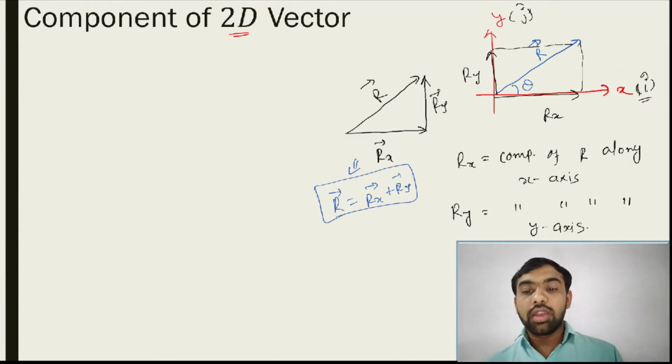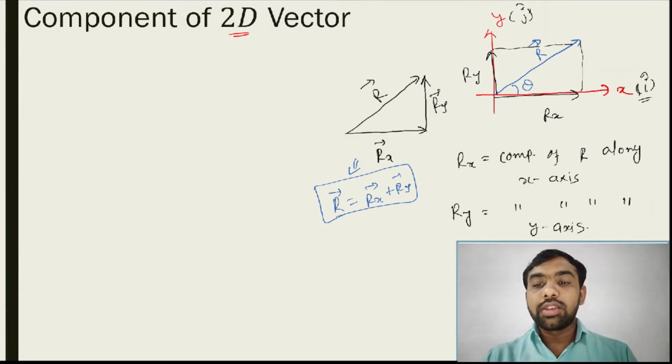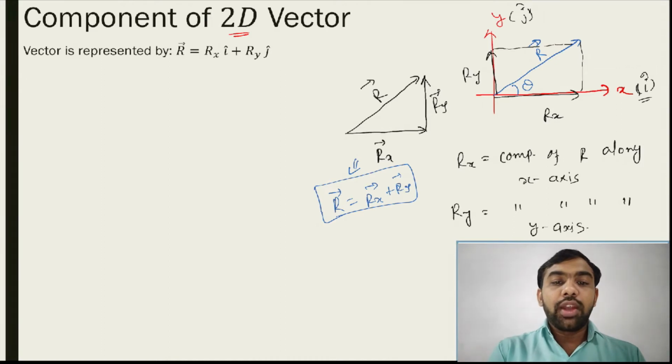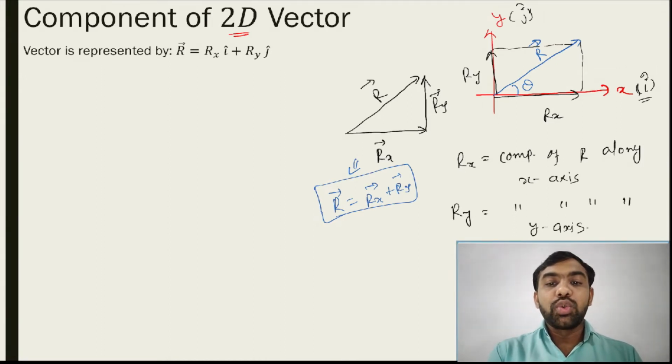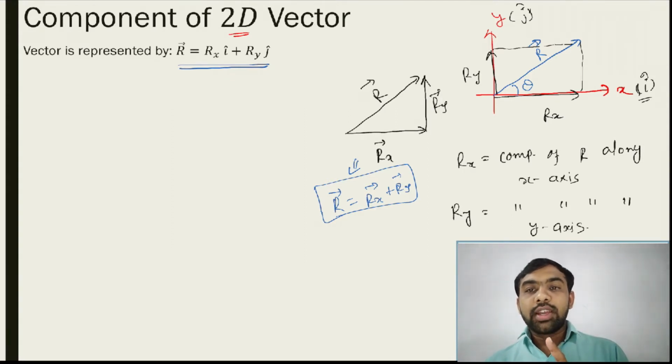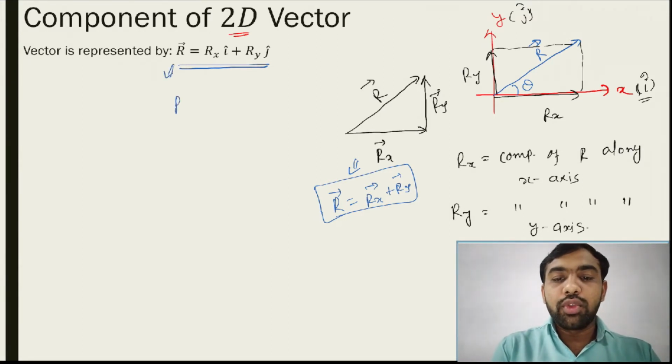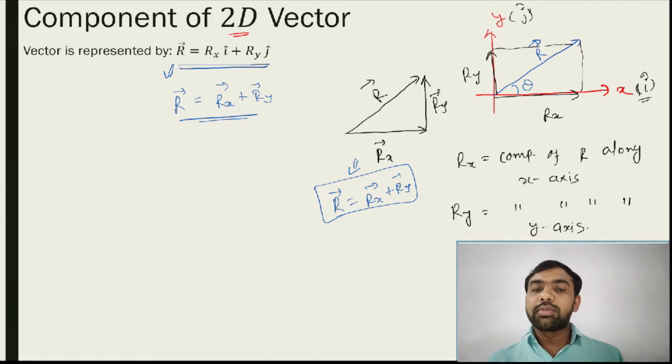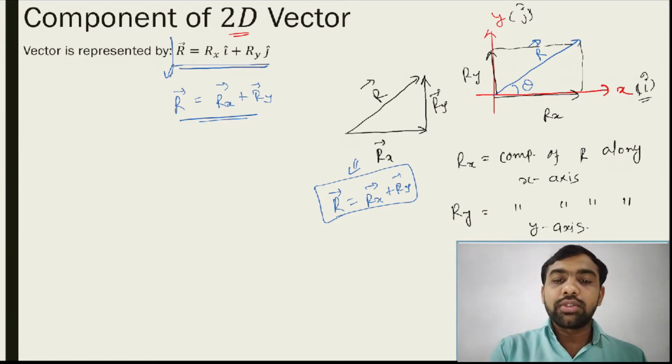If you write the same vector in the form of i and j cap, then we represent this 2D vector like this: Rx i plus Ry j. Here i means x axis and j means y axis. Rx is along the x axis, so Rx into i, and Ry is along the y axis, so Ry into j. So both are the same. If you write R is equal to Rx plus Ry, or Rx i plus Ry j, both are the same, but generally we represent this vector in this format.